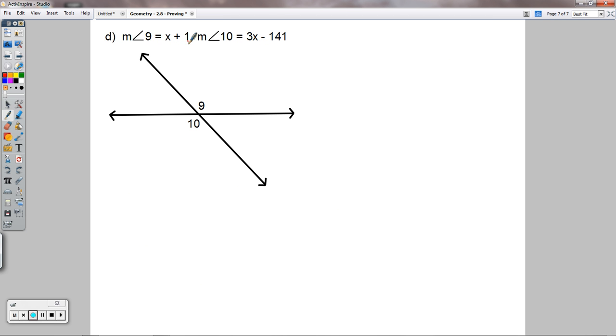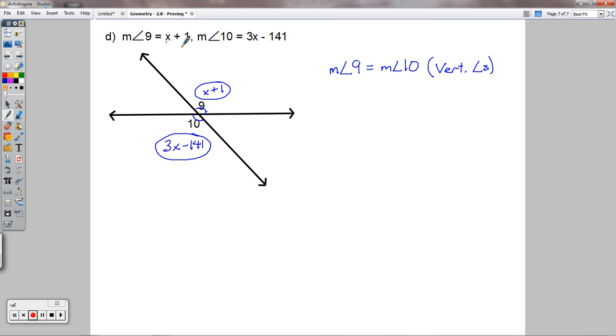And then finally, the measure of angle 9 in this picture is x plus 1. Measure of angle 10 is 3x minus 141. What kinds of angles are 9 and 10? Well, those are vertical angles. So I know vertical angles are congruent. The measure of angle 9 would have to equal the measure of angle 10. I could put a little arc mark here and one here. These have to match up. And this is by vertical angles.